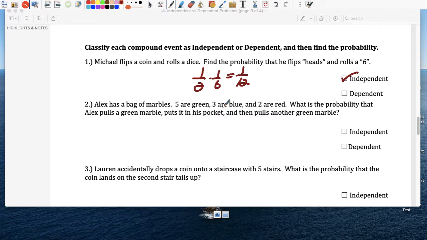Bag of marbles: green, blue, and red. What's the probability that she pulls a green, puts it in her pocket, and then pulls another green? Well, definitely dependent, right? Because the total is going to change, and the number of greens is going to change. So we want 5 out of 10 for getting a green on the first try, and then on the second try it's only going to be 4 green out of 9. And again, you guys can do your multiplication.